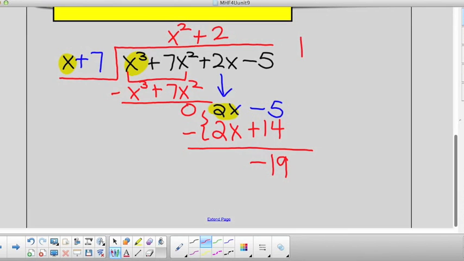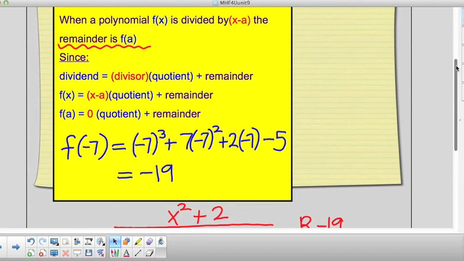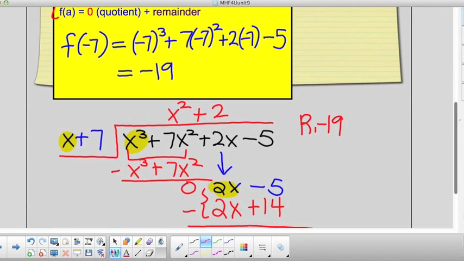So my remainder is negative 19, which, when we go up, is exactly what I predicted my remainder was going to be according to the remainder theorem. So now I can rewrite my final equation in terms of this formula. f of x is going to be equal to my divisor multiplied, so I'm going to use the formula to write down my final answer. So we're going to shuffle it around a little bit.